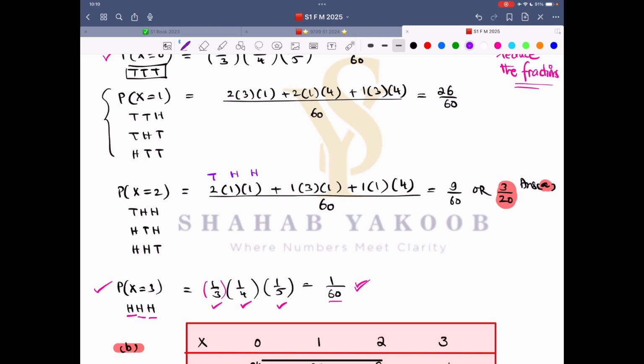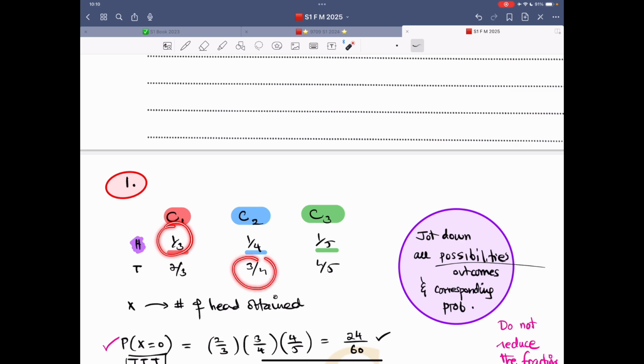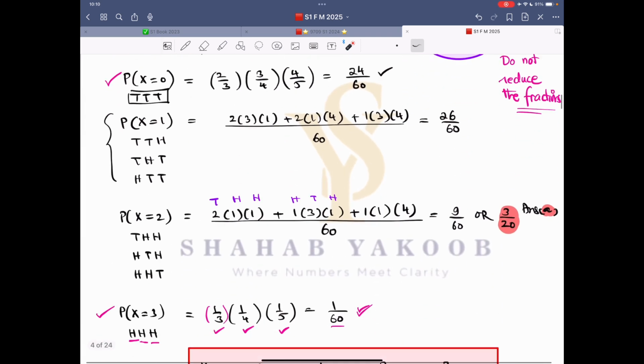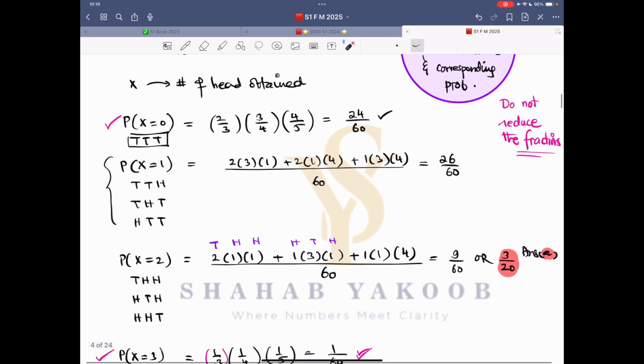The next one is head, tail, head. When we talk about head, tail, head, let me remove these tick marks so that we can think clearly. This is head, this is tail, this is head. Focus on the numerator. That's 1 into 3 into 1. The denominator is already taken care of.